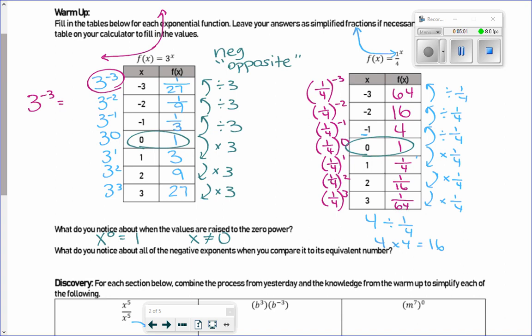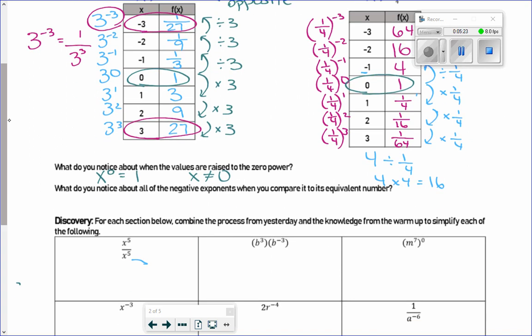3 to the power of -3 is the same thing as 1 over 3 to the power of a positive 3. It's a match. 3 raised to the power of 3 was 27. 3 raised to the power of -3 was 1 over 27. And a fraction flip like that, remember what that's called? Reciprocal. So it's the reciprocal. So for negative exponents, what's happening compared to its equivalent number, like 3 to the power of 3 is 27, whereas 3 to the power of -3 is 1 over 27. It's the reciprocal.